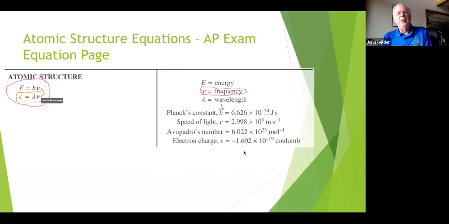And we've got the value for the speed of light in meters per second on the equation page. So you don't have to memorize any of these numbers. I mean, they are available to you. But as I like to tell my students, if you haven't memorized them, you haven't done enough problems. So do lots of problems, and then Planck's constant and Avogadro's number, the speed of light will be easily accessible in your memory. So those are those equations for atomic structure that we have.